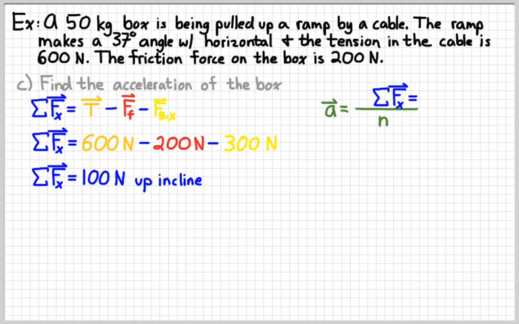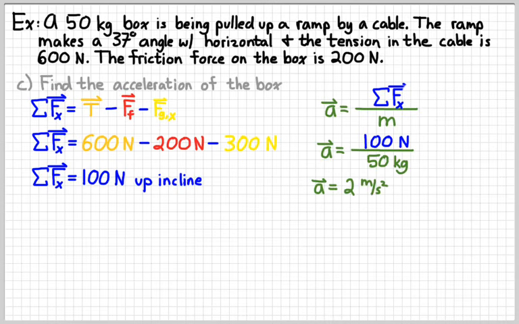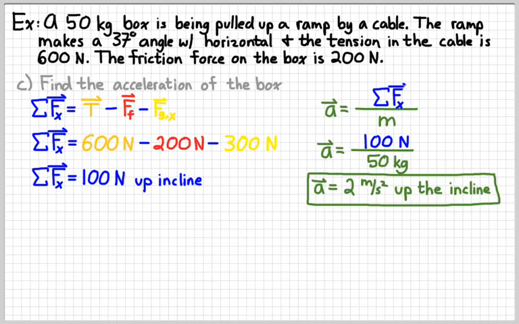And then we know Newton's second law, acceleration is equal to net force over mass. And so plugging in your net force of 100 newtons, and then the mass is 50 kilograms, will make the acceleration 2 meters per second squared. And again, don't forget about the direction. So the acceleration's up the incline because the net force was up the incline.